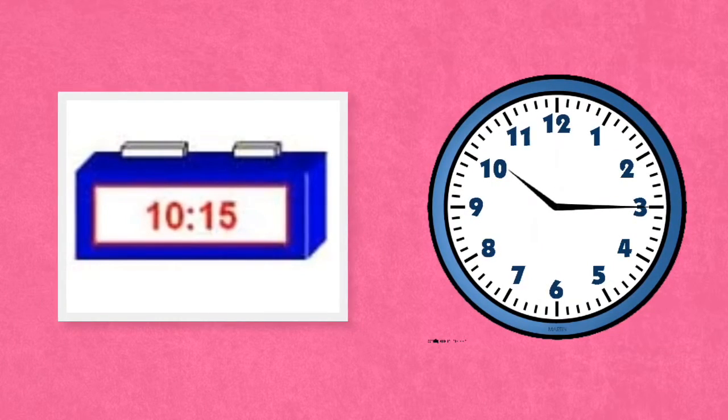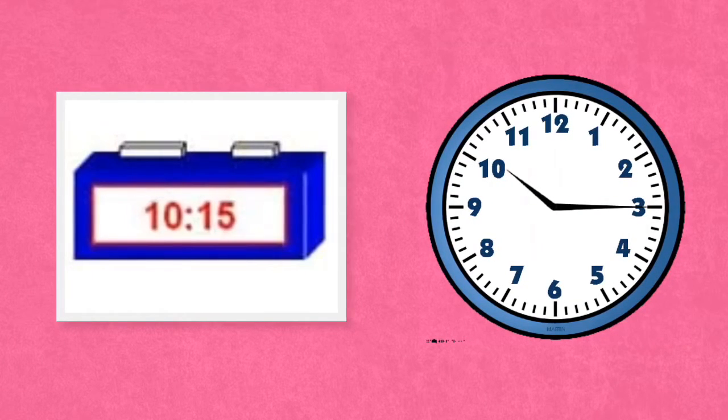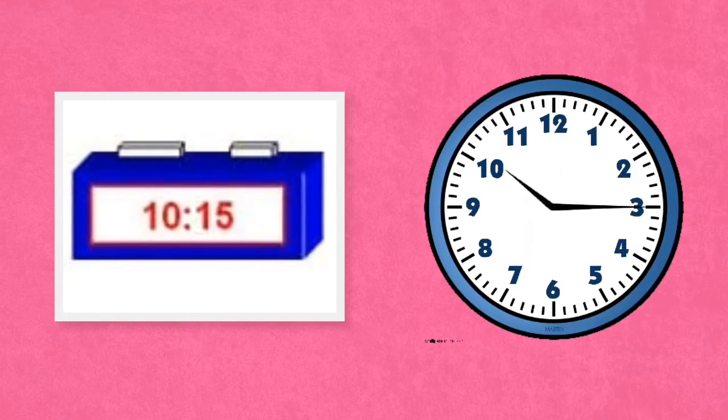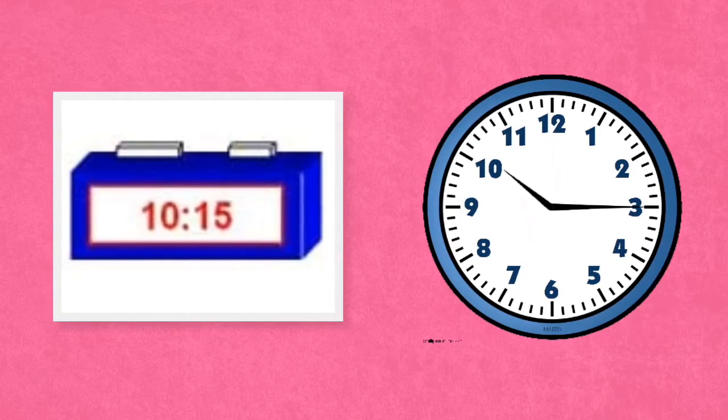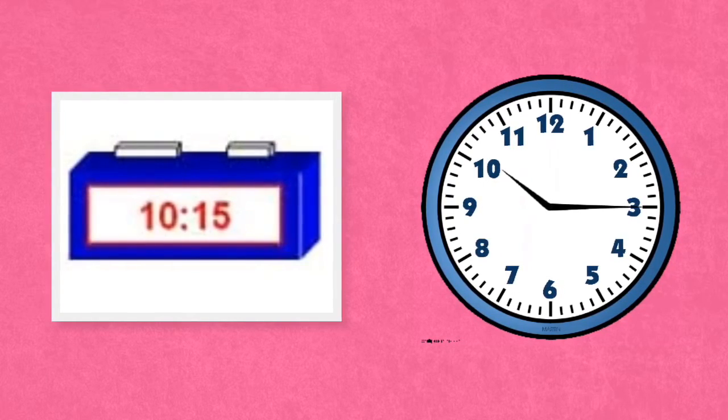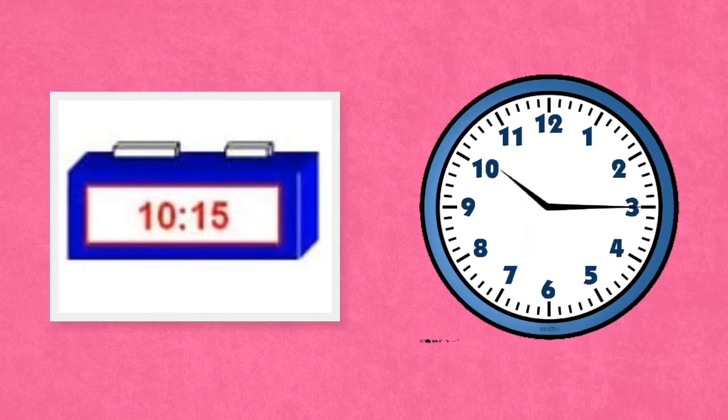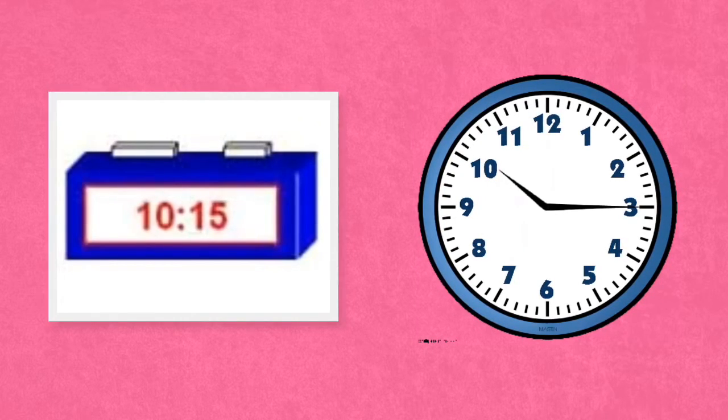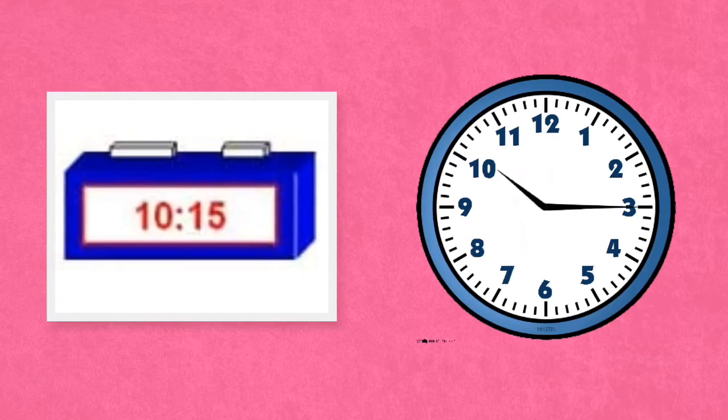So you guys can see these side by side. On the left is the digital clock and on the right is the analog clock. Both of these clocks right now are showing the same exact time. On the digital, it's showing 10 for the hours and 15 for the minutes.